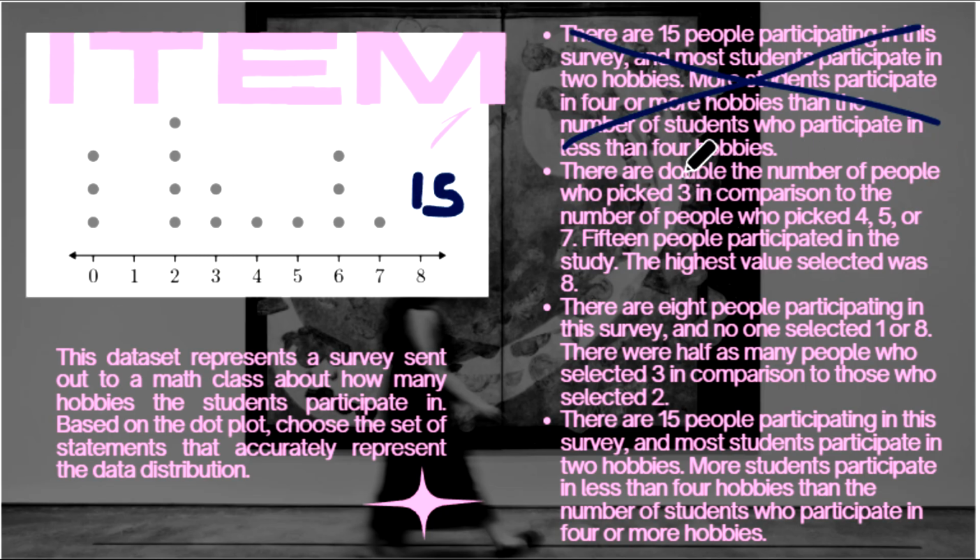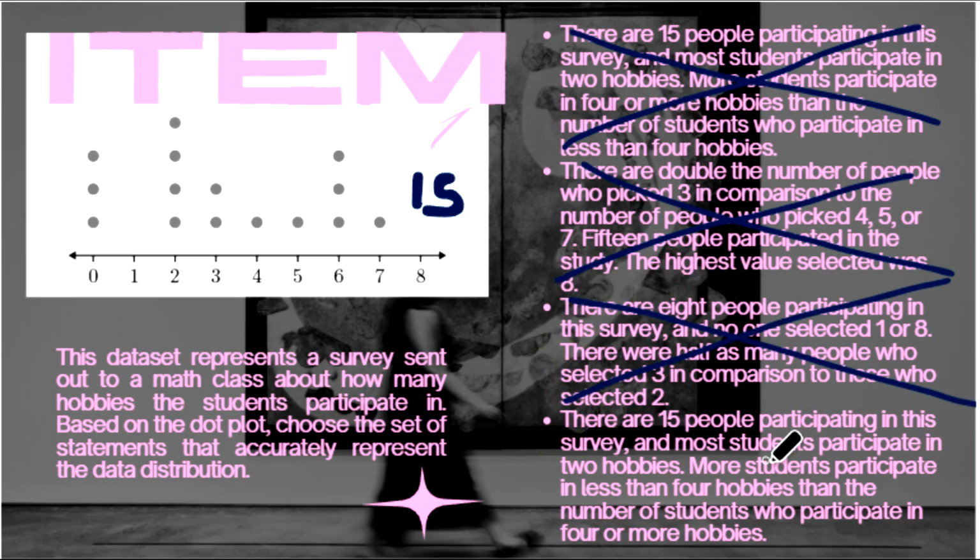There are double the number of people who picked 3 in comparison to the number of people who picked 4, 5, or 7. That is true. There's twice as many dots here as for 4, 5, or 7. So far this is correct. 15 people participated in the study. That's also correct. The highest value selected was 8. Nobody selected 8. That is eliminated. There are 8 people participating in this survey. Well, that's gone already. There's 15. So this one has to be correct.